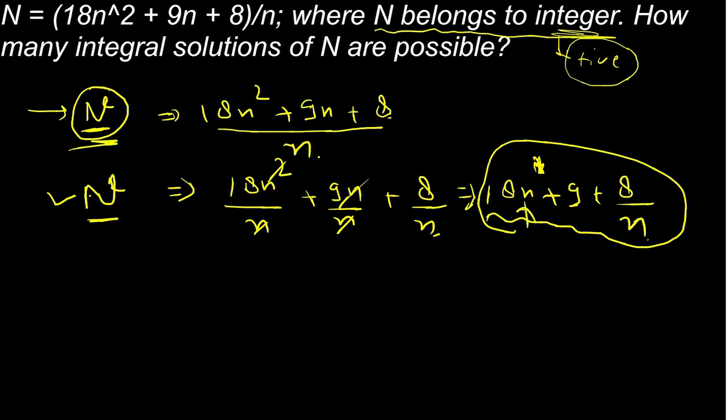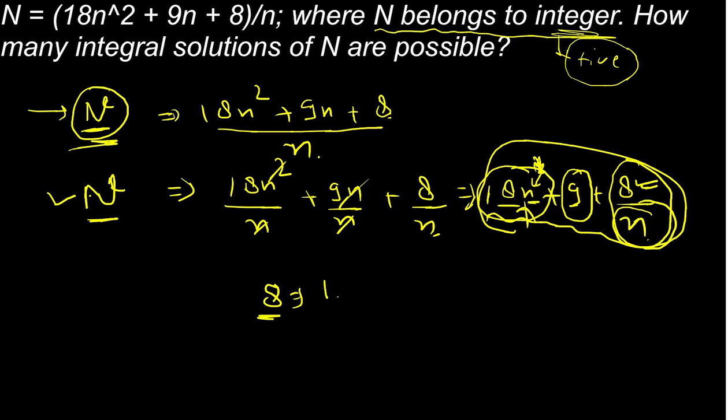Let's put the values of n step by step. 18 multiplied by any integer is obviously going to be an integer. The 9 doesn't matter. But this will affect the value of 8 by n. If n is not a factor of 8, then this value is going to be a non-integer. So let me find out the factors of 8. Possible factors of 8 are 1, 2, 4 and 8. If you put these as the value of n, it will not give you a non-integer value.